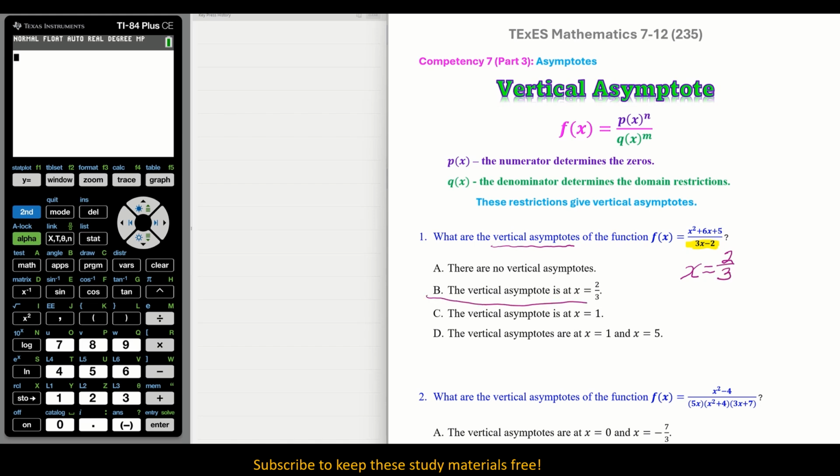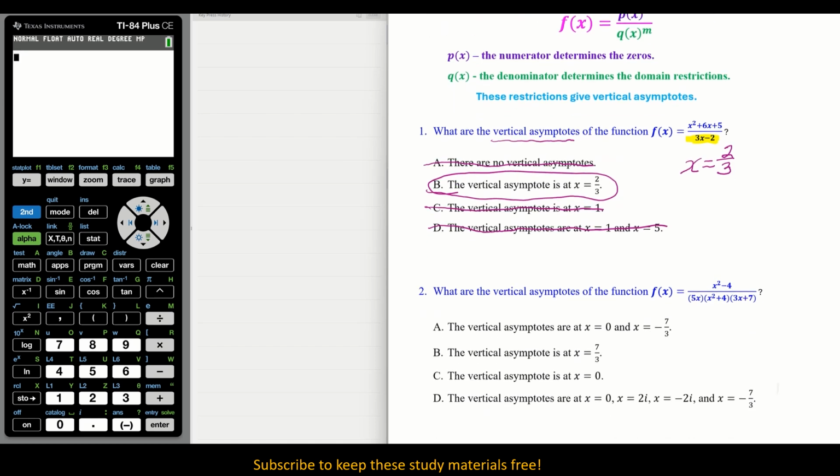So the only option we have is B. If you remember in the prior video, we said it cannot be equal to 2/3 because we were looking for the domain. In this situation, we actually need to identify that line. Okay, let's go to number 2.